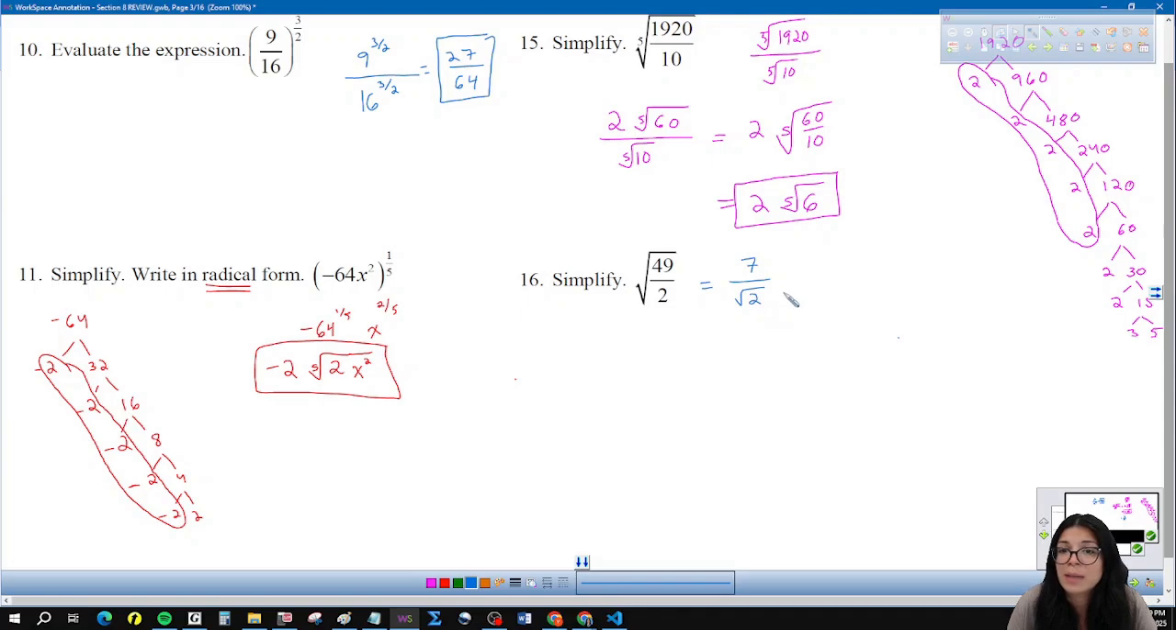So what I can do is multiply by the square root of 2. That way, since it's a square root, 2 copies of 2, a whole number 2 will come out of that. But of course, I have to multiply my numerator by the same thing so that the fraction remains equivalent. So my final answer here would be 7 square root of 2 over 2, or 7 over 2 times square root of 2.